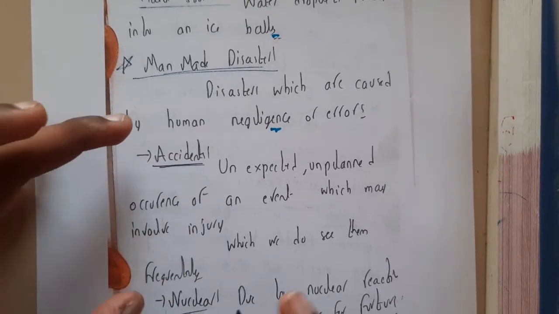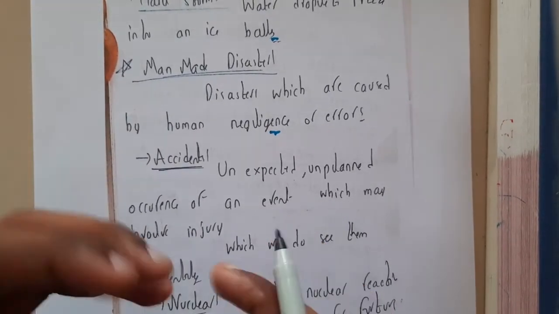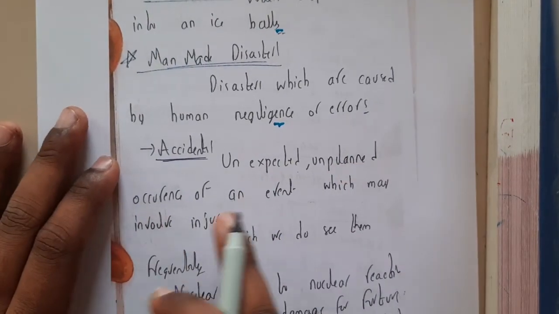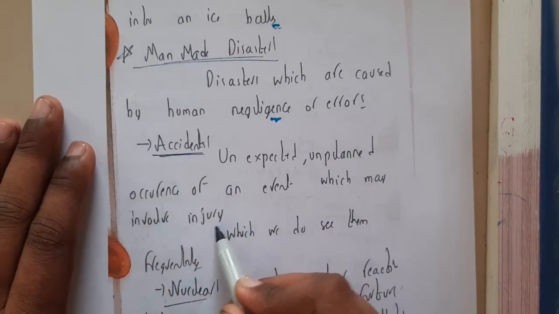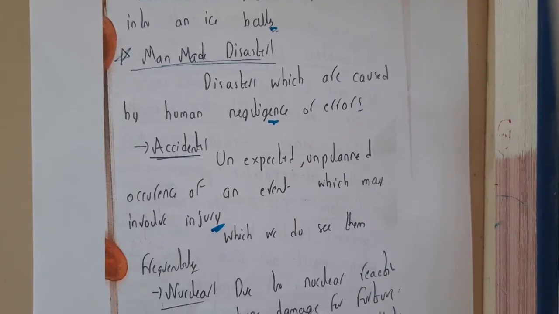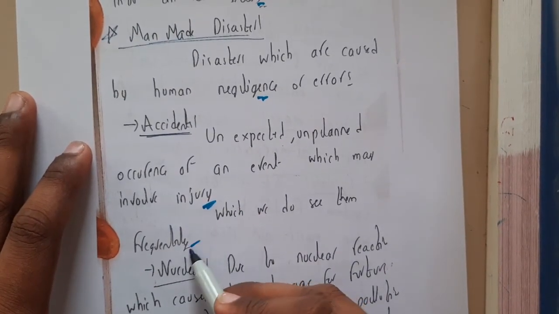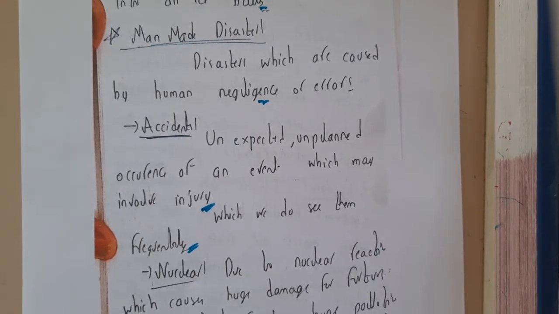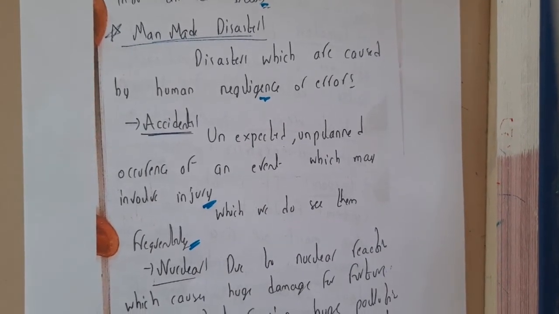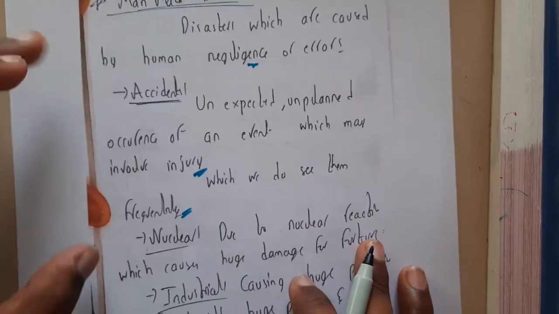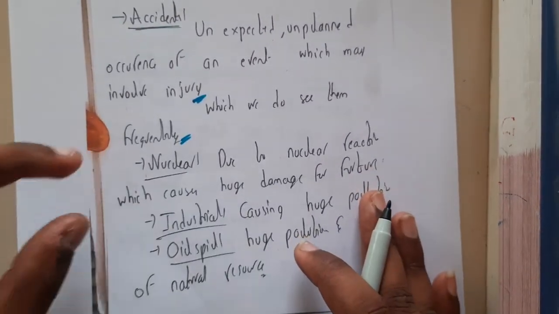The first one is accidents. An accident is an unexpected or unplanned occurrence of an event which may involve injuries or fatal death. That occurs frequently, right? They say that there is an accident every day or every week, multiple accidents are noticed, right? Yes.